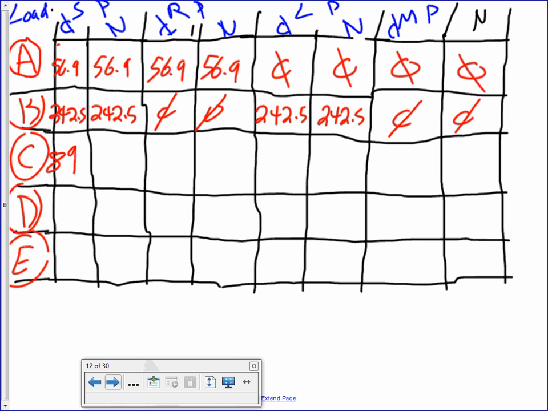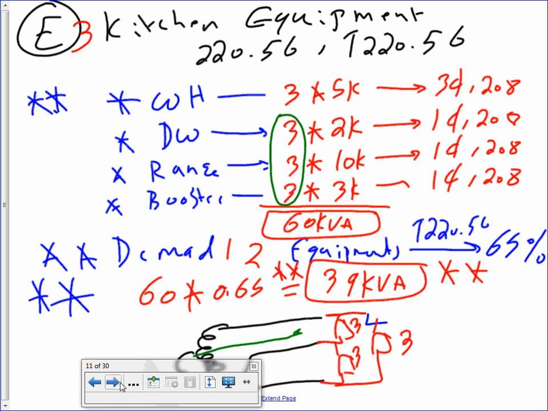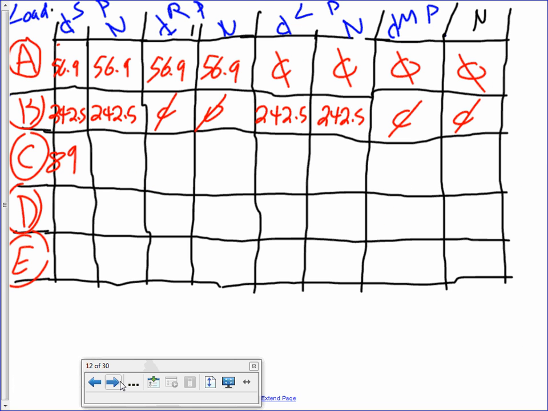Hold your horses. Let's go back to the C. Is there anything connected on the neutral side? I have a 3-phase heating and a 3-phase chiller. That's about it. Is there anything single phase here? So what do you think the neutral would be? Big fat 0. The load for the neutral really would be big fat 0, because there's no neutral.